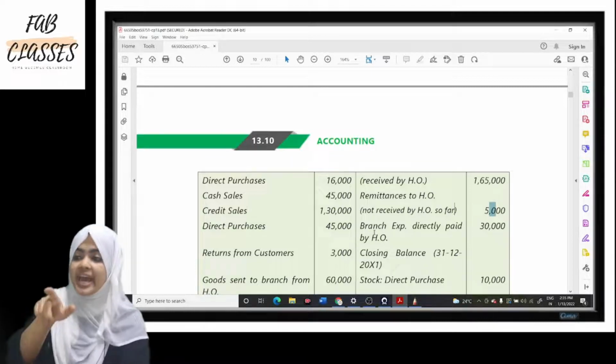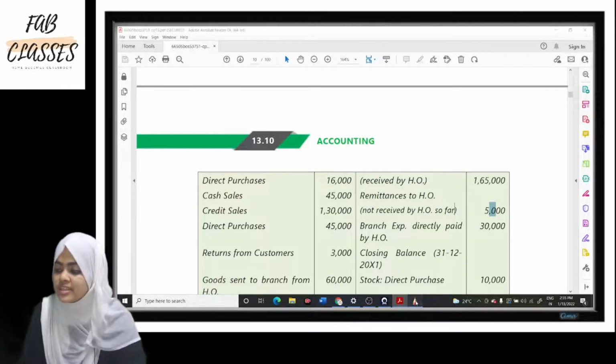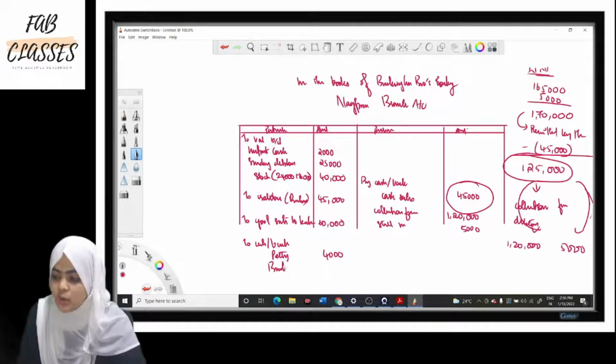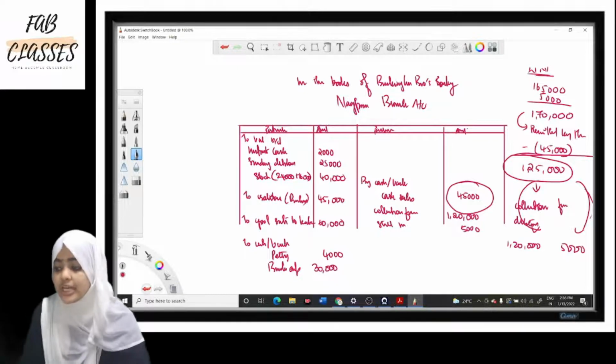Payment is made by the head office. Payment made by the head office in the sense where we have to record here, right? To cash or bank, 4,000 was there. Same way, branch expenses, how much has been the payment made? 30,000 was also paid by the head office.